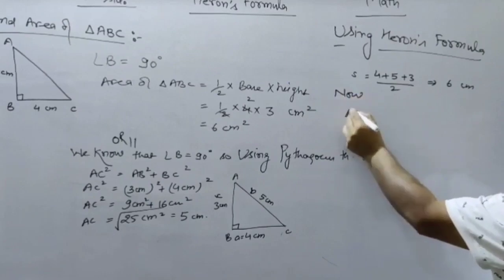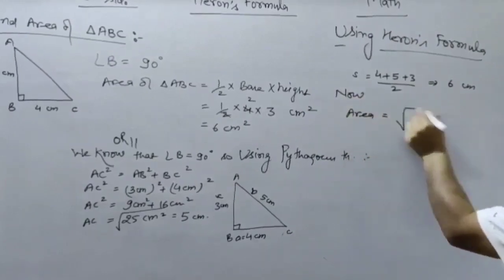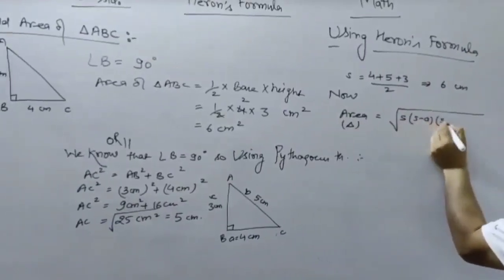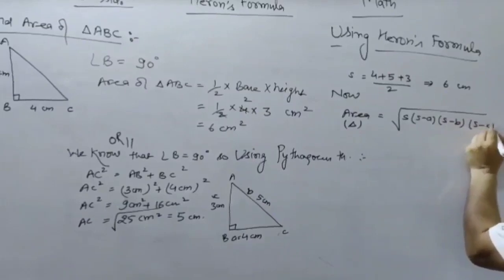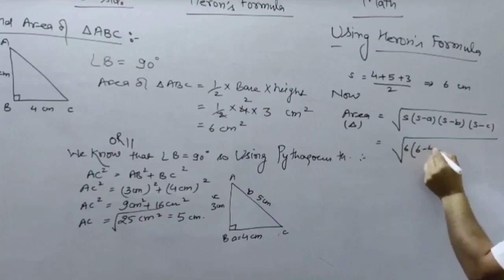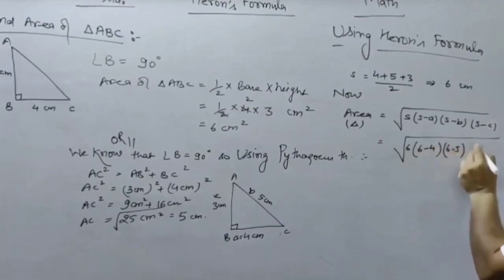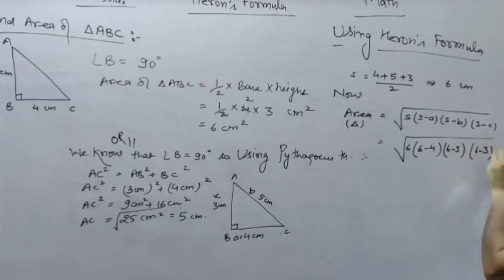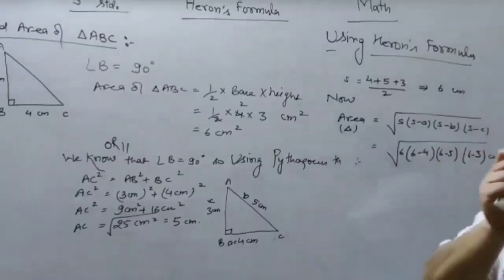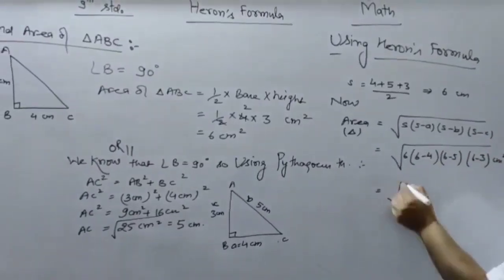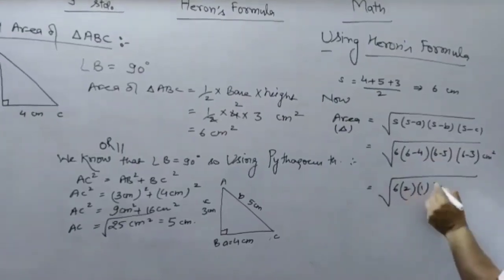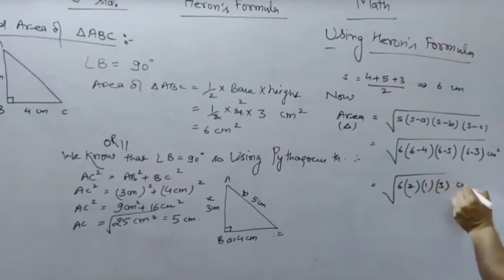Now area, or you can use the delta sign also here, equals root of S into S minus a, S minus b, and S minus c. So now S is 6: 6 minus 4, 6 minus 5, and 6 minus 3 centimeter square, because the unit of area is centimeter square here. So 6 minus 4 is 2, 6 minus 5 is 1, 6 minus 3 will be 3 centimeter square.